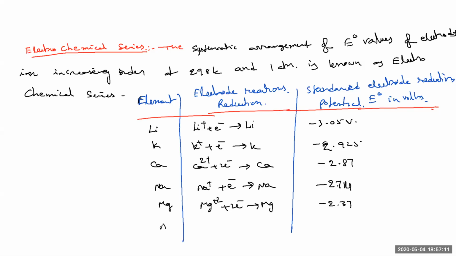Next, aluminum. Al3 plus 3 electrons gives rise to Al. Aluminum is minus 1.66. After aluminum, zinc will come. Zn2 plus 2 electrons becomes Zn. Here it is minus 0.7628. Okay, completed. The same table you have to continue.